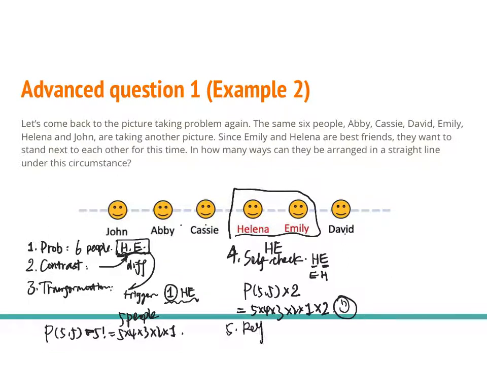And now we can reflect. In the future, if we encounter this kind of problem, we can say, oh, this is just a tiny problem. We can regard the people who want to stay together as just one person, and it will transform into the problem we solved before. Like in this case, the 6 people become 5, and if we pay attention to the inner order of these 2, we have to multiply by 2. That should be the strategy for all the China problems in the future.